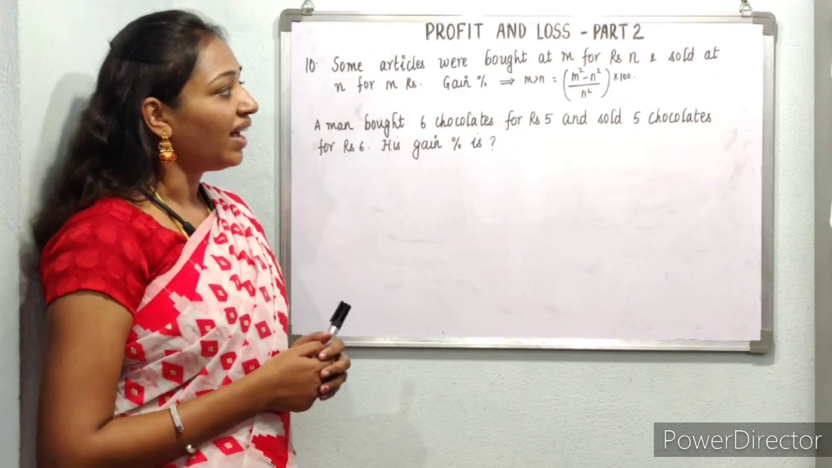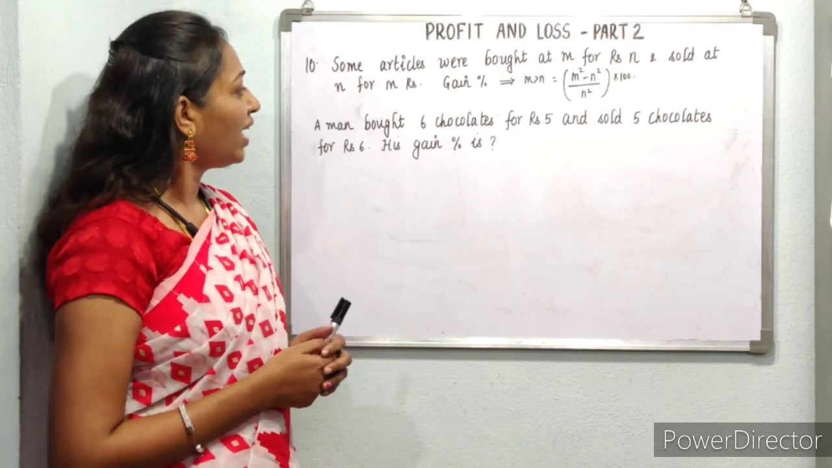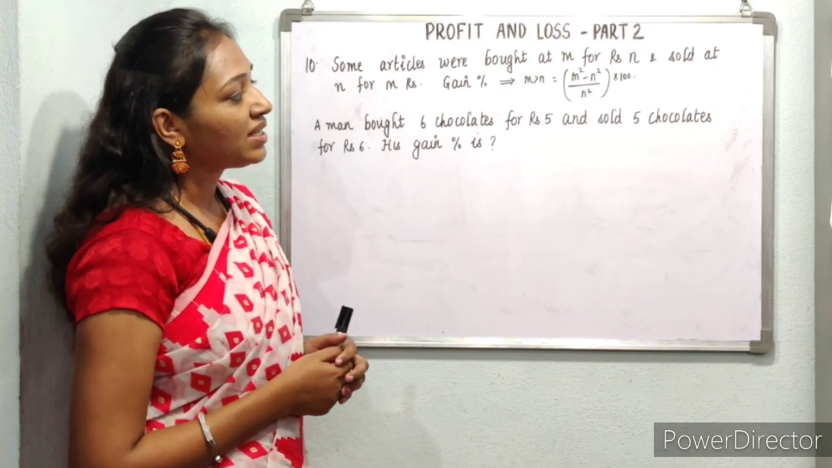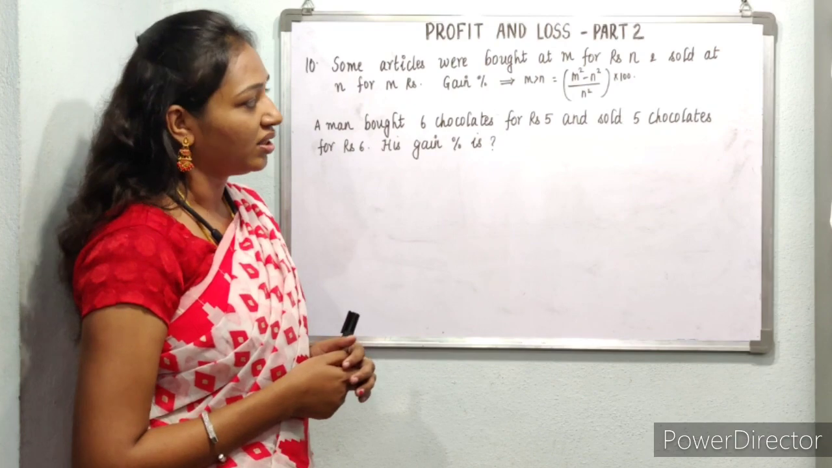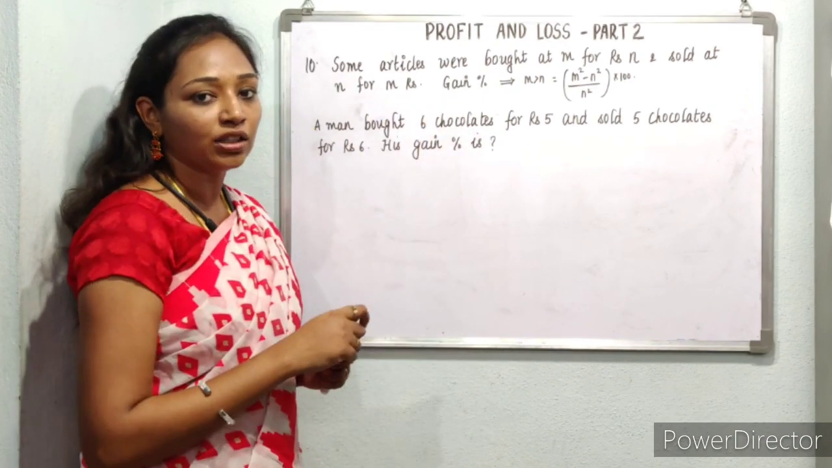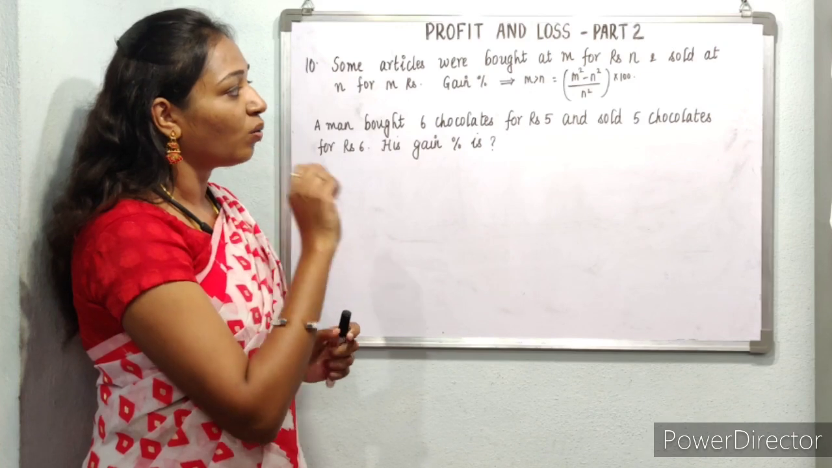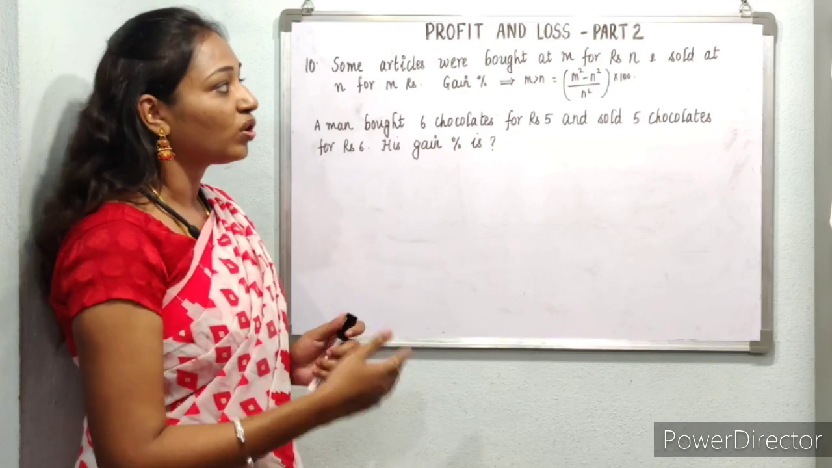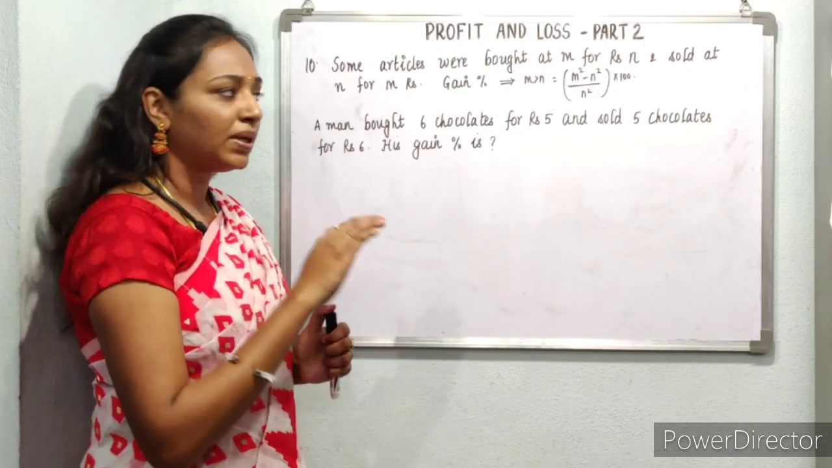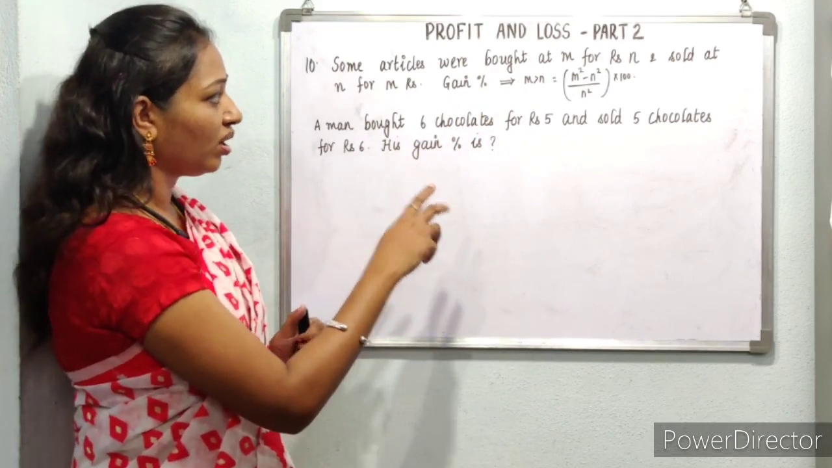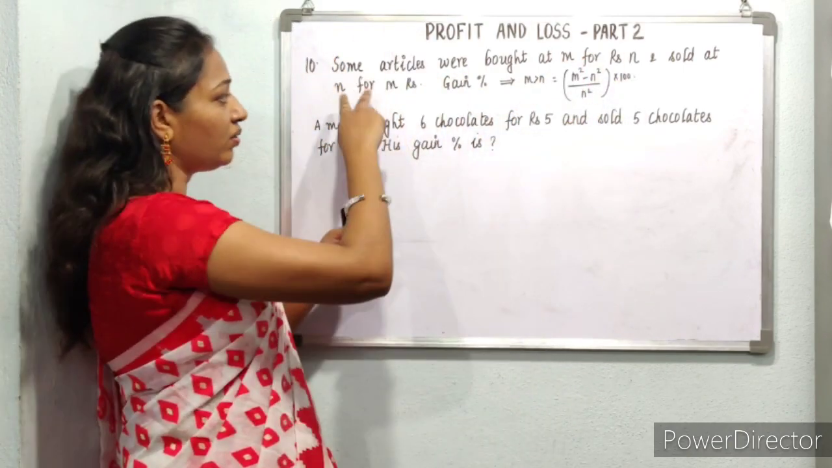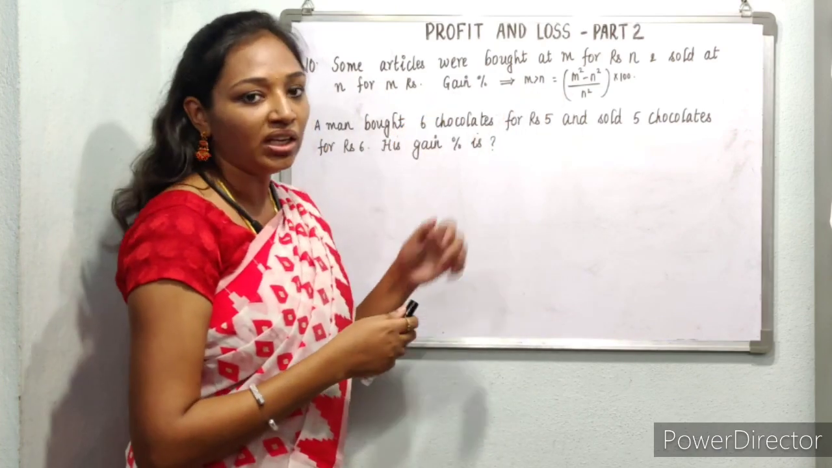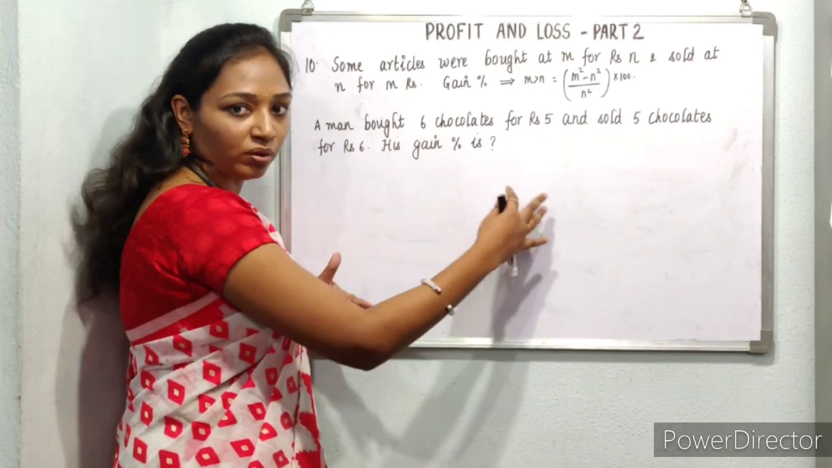Some articles were bought at m for rupees n and sold at n for m rupees. Now the gain equals m square minus n square divided by m square into 100. Okay, this formula resembles the other formula. Some articles, a articles, were bought for B rupees and C articles for D rupees. Use the formula AD minus BC divided by BC. Same method you can use, but if you observe here, M, N, we are just getting the inverse of it, N, M, just the ulta. So the problem will become very easy. Now listen here, I'll solve using both the methods.